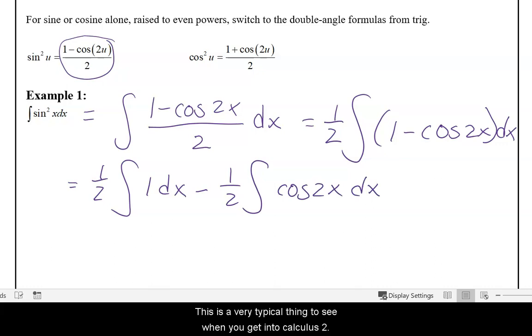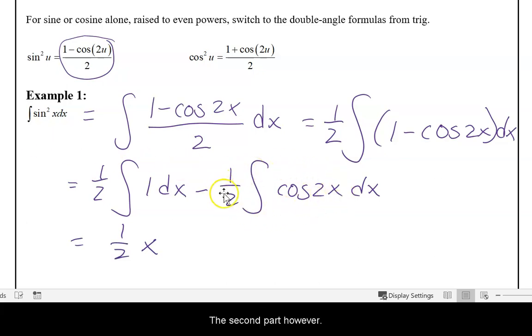This is a very typical thing to see when you get into Calculus 2. What we have here is a mixture of different techniques of integration. For the first integral, I need nothing other than just the antiderivative of 1, which is x. Yay, I'm done, plus the constant of integration.